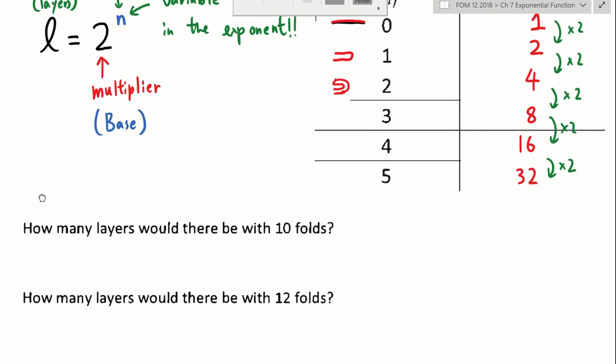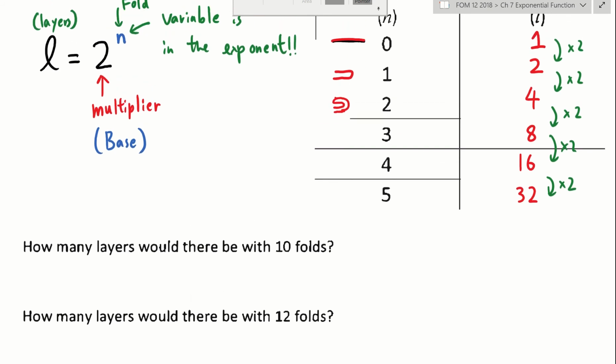What if we now answer that question: what if we fold it 10 times, then, right? If you fold it 10 times, think about it, what does that mean? 10 folds means n equals 10.